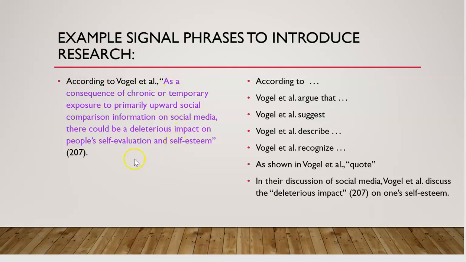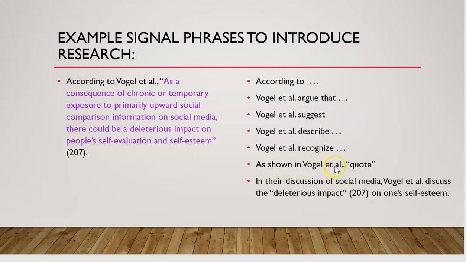And you can include the full quotation there. So that's one way to do it, but there are other signal phrases. So "according to" is just one. You could also use different verbs to introduce the quote. So maybe the authors argue that, or they suggest that, or describe, or recognize, or state, or write. Any of those verbs could be substituted in, and that would make a strong signal phrase.